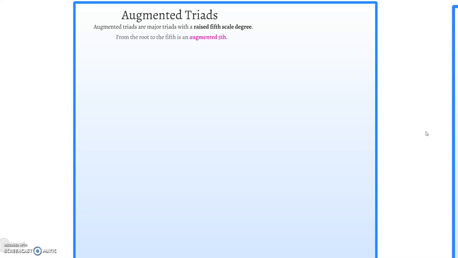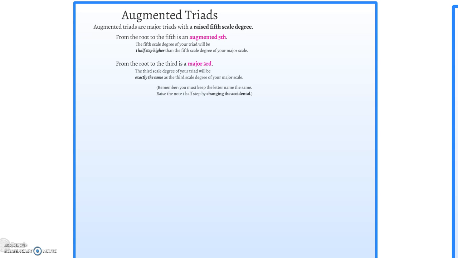From the root to the fifth of your triad would be an augmented fifth, which is a half step higher than the fifth scale degree of the major scale. So a half step higher. And from the root to the third is still a major third, which is just the normal third scale degree of your major scale. Remember that when we're raising the fifth, we need to keep the letter name the same and just change the accidental. So we'll see what I'm talking about in a minute here.